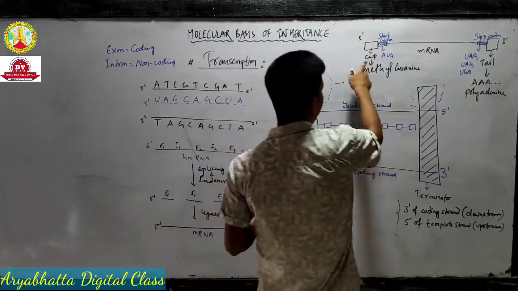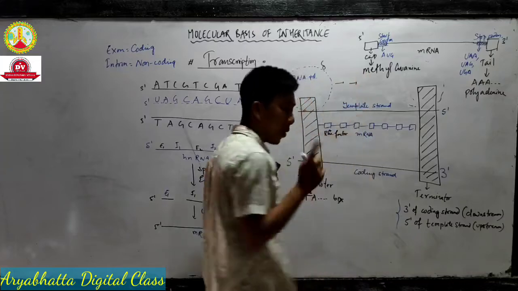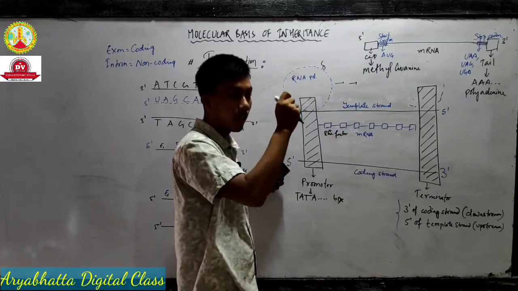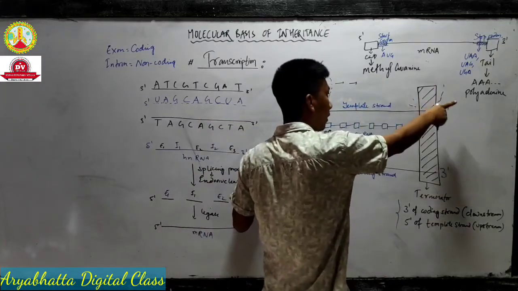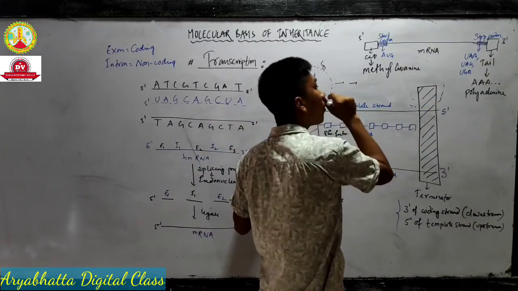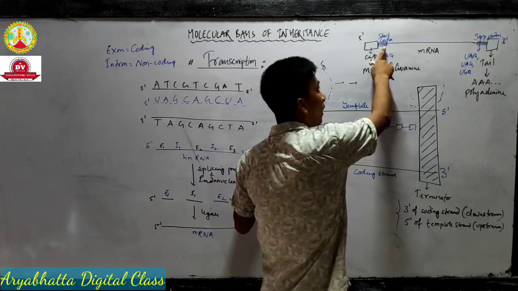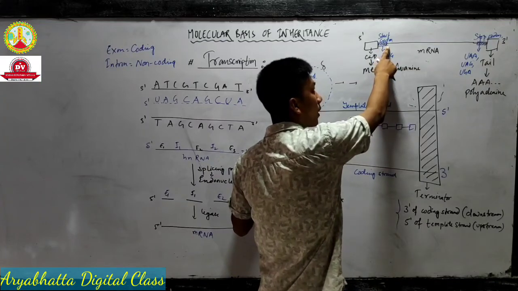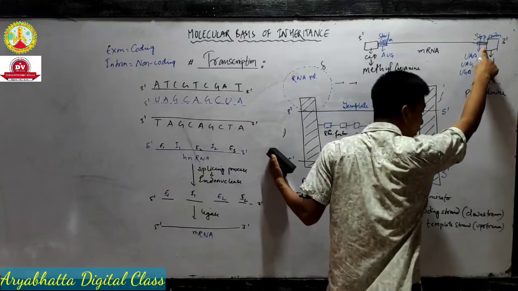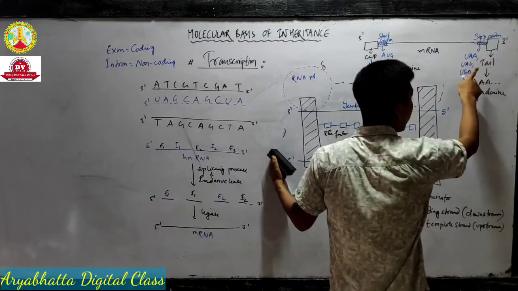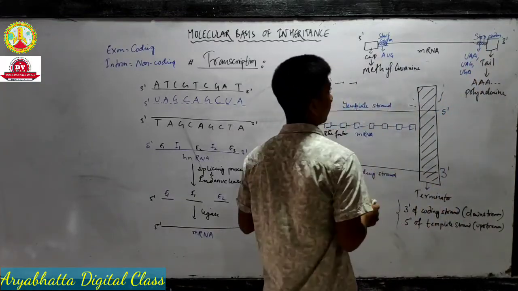Okay. So the cap contains methyl guanine, not TATA. I have written TATA in the mRNA, so correct it. Methyl guanine. The tail will contain many adenine, so we call it a polyadenine. The first strand of mRNA contains the start codon, that is AUG. And the last strand of mRNA contains the stop codon, UAA, UAG or UGA, any one of those.